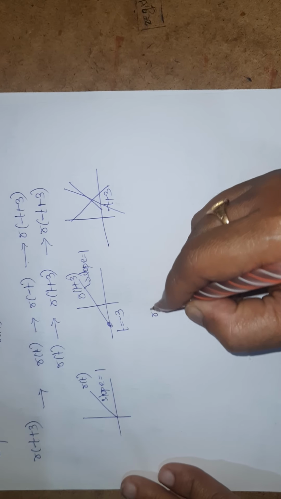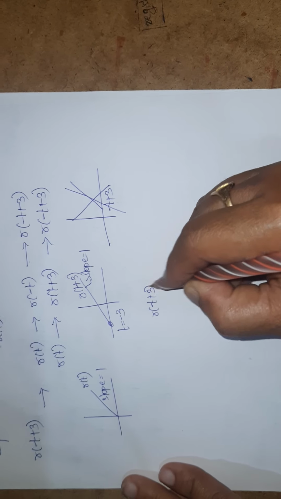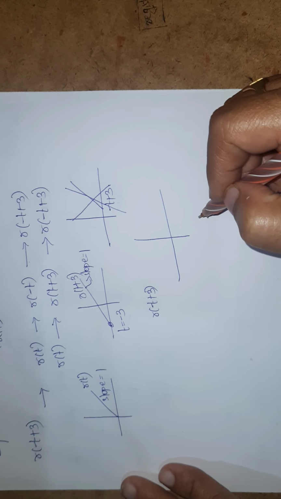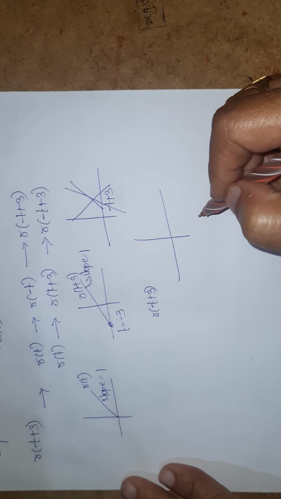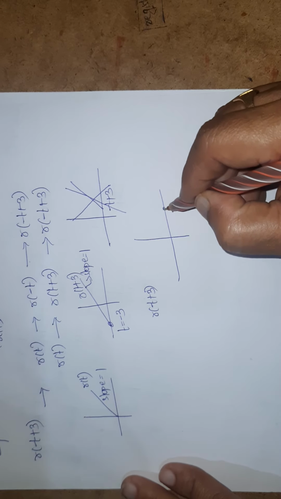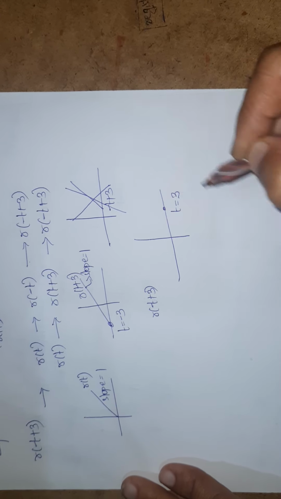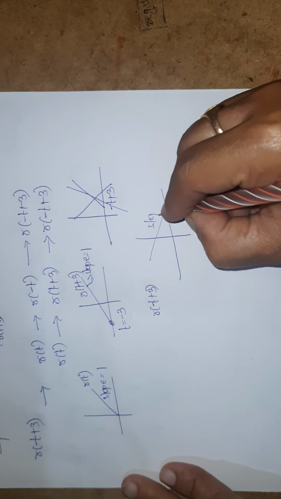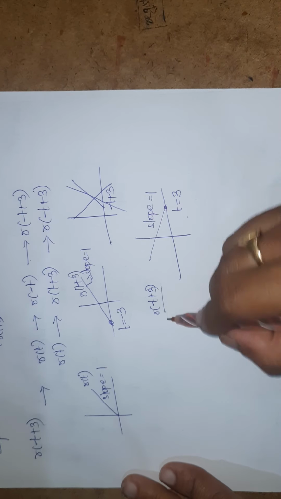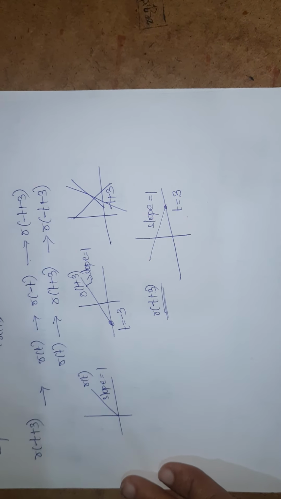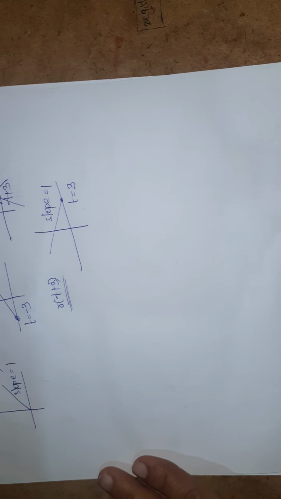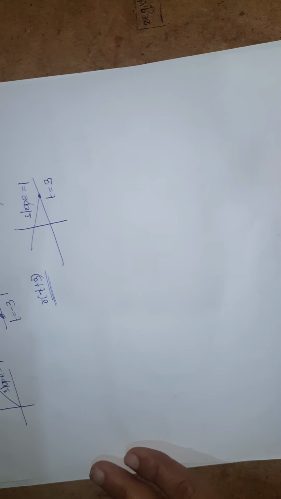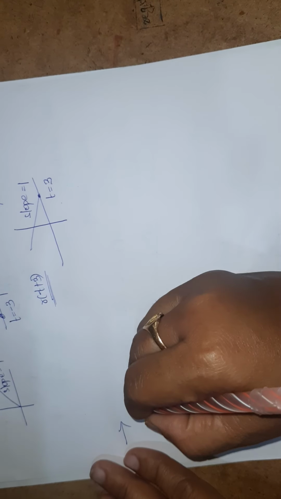So r of minus t plus 3 can be drawn as this. This is t is equal to 3 and this is slope 1, and the diagram is for r of minus t plus 3. Similarly, we have to do the problems by considering discrete time signals.